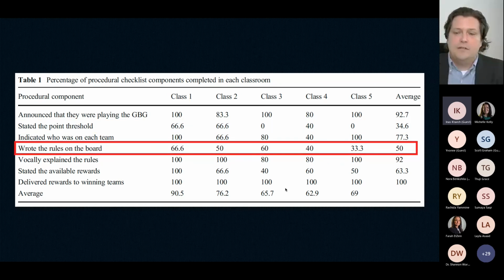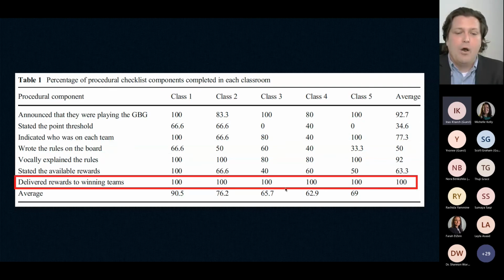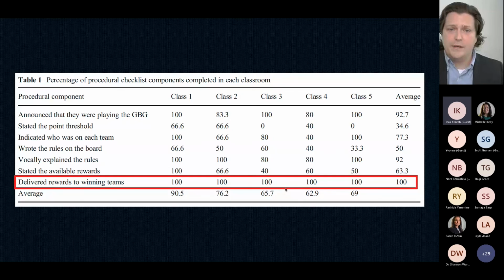In addition, some of the teachers infrequently wrote the rules on the board, but all of the teachers delivered the rewards at the end of the game. If you're looking at this from the student's perspective, that would be pretty necessary for it to be a fair game to play. If you win the game, you should receive the reward.